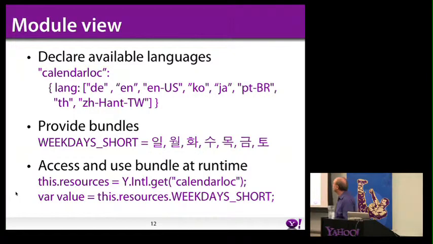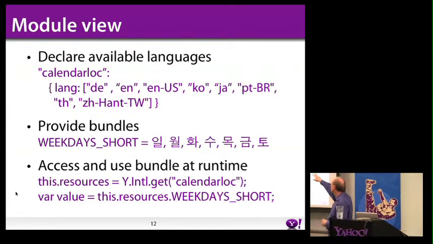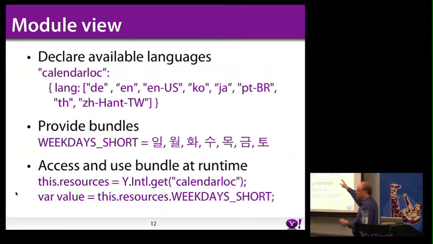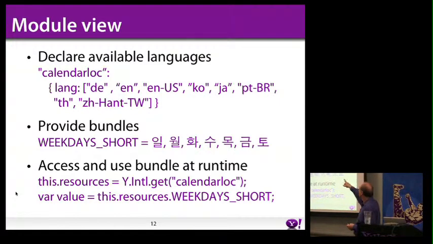So this is what it looks like for a module. This is actually the module that I used to localize the calendar. So I created a little module called calendar localization. And in the module declaration for that module, I say which languages I support. So it was German, English, English for the United States, which is a bit different than maybe the default English, Korean, Japanese, Brazilian Portuguese, Thai, and Chinese, traditional Chinese for Taiwan.